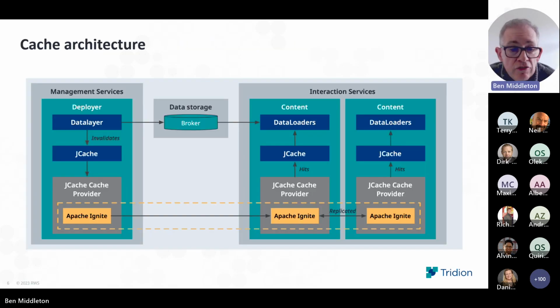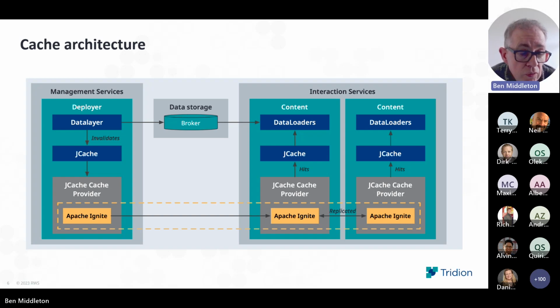So really briefly, the architecture of this looks a bit like this. We have this cache that essentially sits within our deployer and within our content service. We no longer have JMS, which you notice here in this diagram. Previously we would use JMS for invalidation messages. The deployer would send those invalidation messages to JMS, and then the content services would listen out for those messages. The beauty of using Apache Ignite, which is our chosen cache provider, is that it has its own mechanism for invalidation within its own cluster.